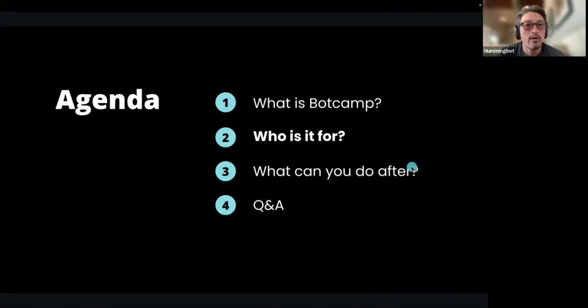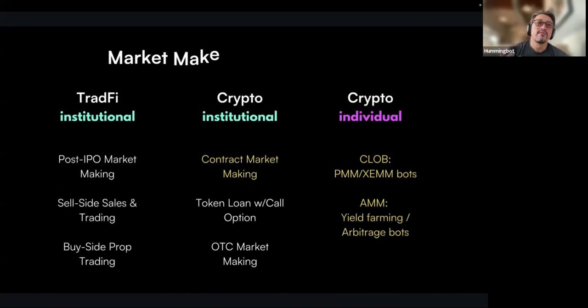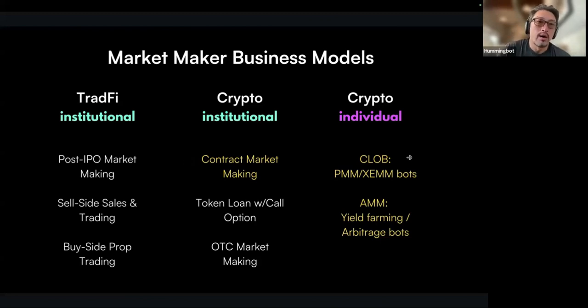More questions. So let's go into who it is for. And I think, to me, the Botcamp is really able to help you actually get into market making, either for yourself, or working for a company or getting a job, or you can actually start as a market maker afterwards.